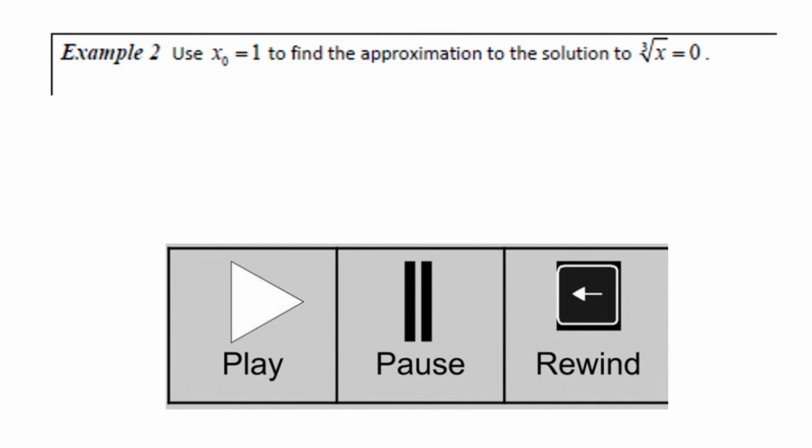Let's look at another example. I know this one's called example 2, but this is the second example 2. And we want to use x0 equal 1 to find an approximate solution to the cube root of x equal to 0. Now I realize that you can kind of say, oh, I could solve that anyway, but let's watch what happens with Newton's method. So pause, do some work, and come back, and let's see how you did.